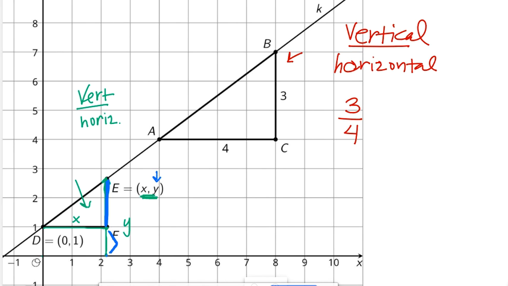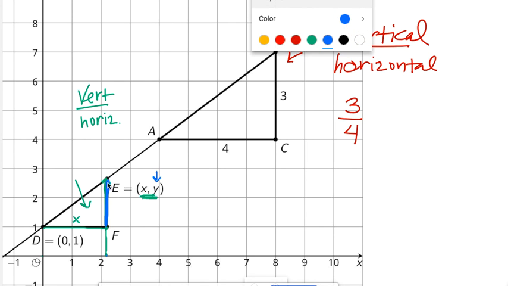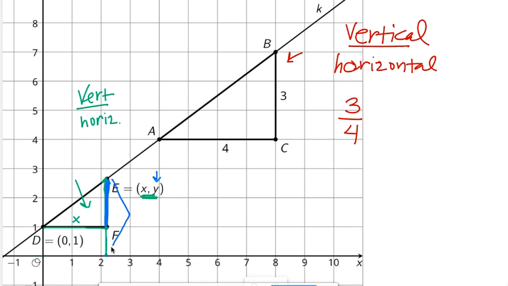So what I actually have here is I have this whole piece is y units, but I don't want this little hunk right here. So I have to take away 1. If I take away this 1, that's how I get my distance of this side. It's y minus 1.